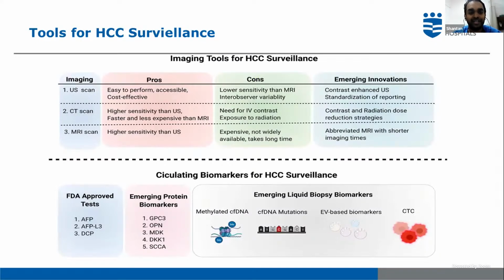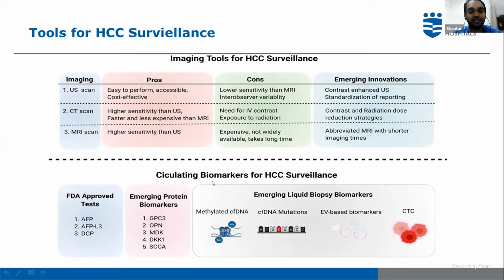So the tools for HCC surveillance: the imaging tools are ultrasound, CT, and MRI. MRI is expensive and not widely available. However, a newer emerging innovation is the abbreviated MRI with shorter imaging times. Ultrasound is cost effective, but has lower sensitivity, hence cannot determine the small HCCs along with an early HCC. The emerging innovation is the contrast enhanced ultrasound. However, standardization of the reporting is still not yet established.